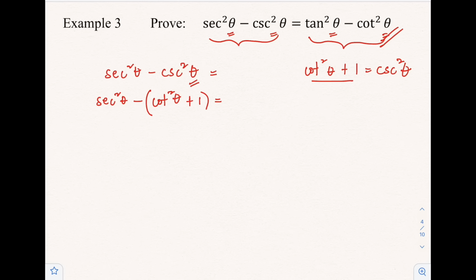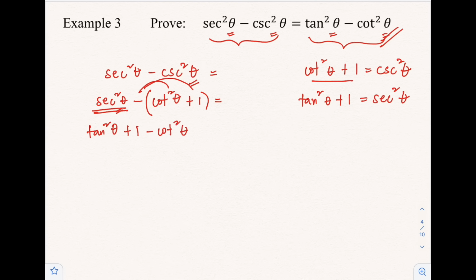Tama? So, next, since wala naman tayong secant squared theta dito sa ating right side, i-rewrite natin si secant squared theta in terms of tangent. Okay, so gamit ulit yung ating Pythagorean identities. So, alam naman natin na si tangent squared theta plus 1 is equals kay secant squared theta. Okay, so kung babaguhin natin itong part na to, so that is equals to tangent squared theta plus 1. Next, distribute na natin yung negative. We have negative cotangent squared theta, then negative times positive 1, that is minus 1.